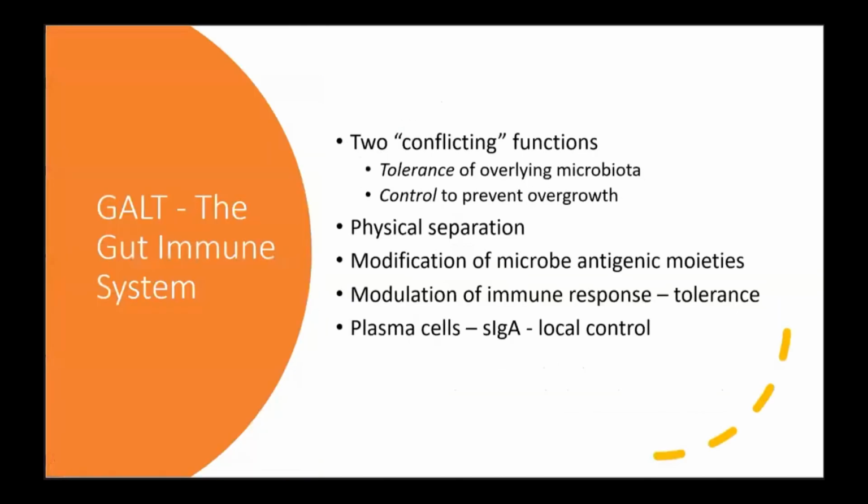So the gut-activated immune system, two conflicting functions, right? It's got to tolerate the microbiota, but it's also got to control the microbiota to prevent overgrowth. It's got to be in the perfect relationship. So the whole idea is to modulate the immune response to make it so the tolerance and the control is in balance. And one of the things we do is we use the secretory immunoglobulin A.